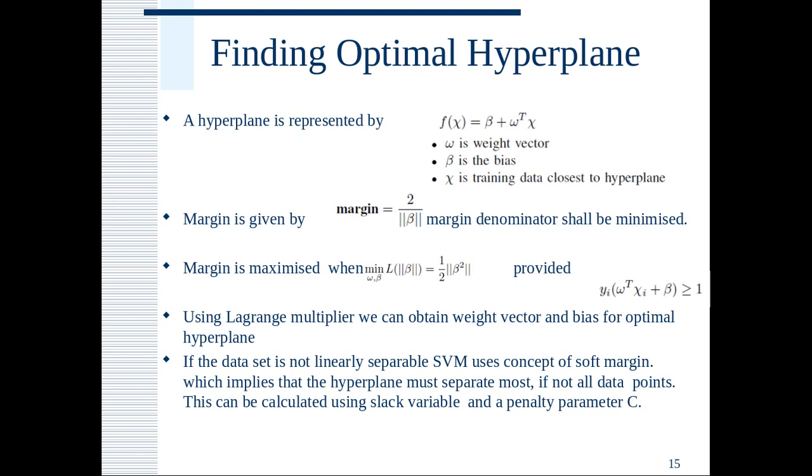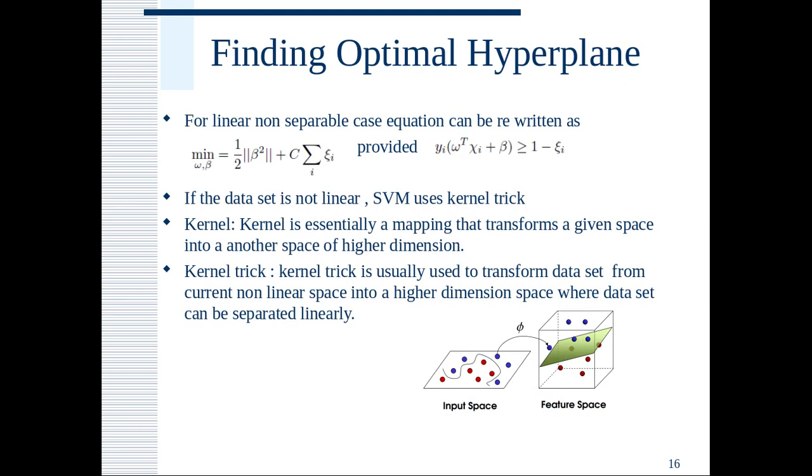Now cases arise where the dataset may not be linearly separable. In this case, support vector machine introduces the concept of soft margin. Soft margin implies that the hyperplane must separate most of the data points, if not all. The concepts of slack variable and penalty parameter are introduced, and the equation based on the slack variable and penalty parameter is shown in the next page of this presentation. Here C is the penalty and epsilon is the slack variable.